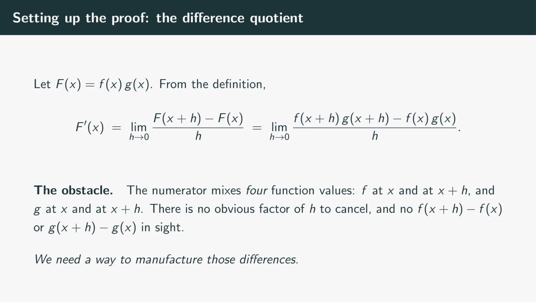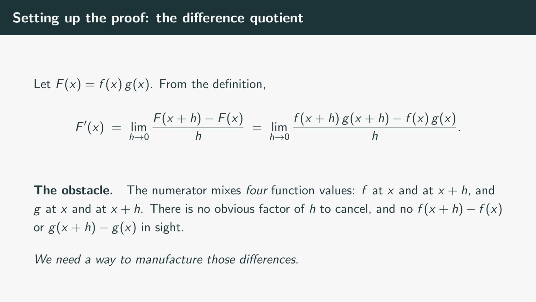Set up the proof. Let big F of x denote the product f of x times g of x. By the definition of the derivative, big F prime of x is the limit, as h tends to 0, of big F at x plus h minus big F at x all over h. Substituting in, that's f at x plus h times g at x plus h minus f at x times g at x all over h.